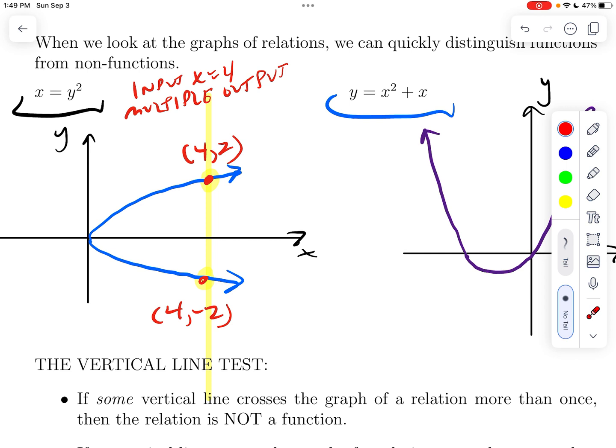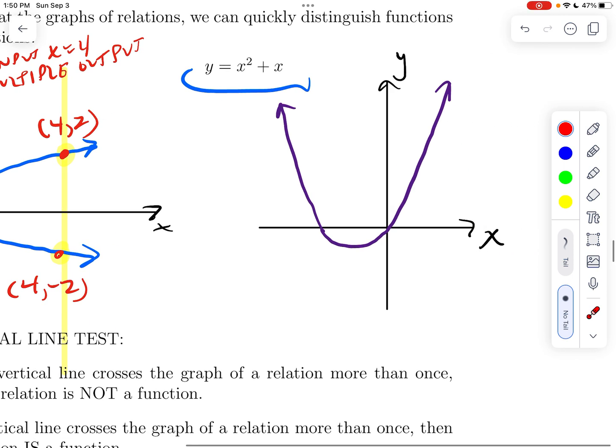Now that's not true about every vertical line. If I draw this vertical line over here, it doesn't cross at all. If I draw the y-axis, it crosses only at one point. But what's going on here is there's some vertical line that crosses twice. That means at least some of the time we're not getting unique output.